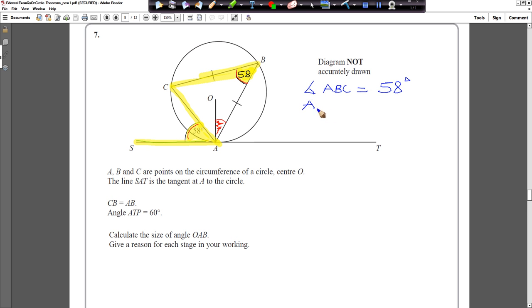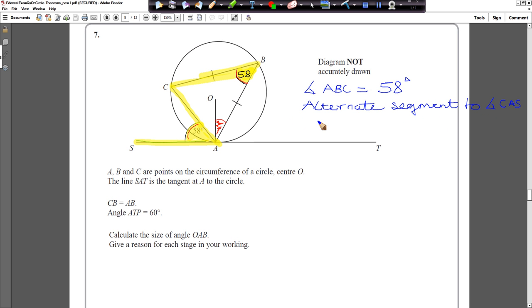We say alternate segment. It is an alternate segment to which angle? This angle. This angle is defined by CAS. Okay, can we see that all clearly? CAS there? So that is the reason why that is 58.